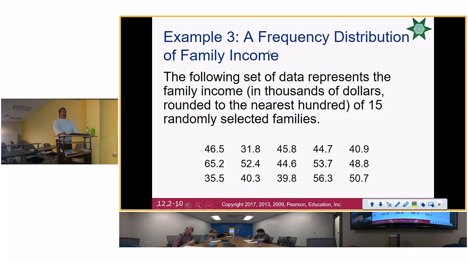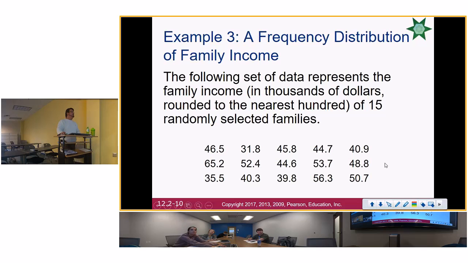Okay, a frequency distribution of family income. The first thing you do when you want to find a frequency distribution is you have to put all the numbers in order. That's the first thing you do. So write that down. All the numbers have to be put in order.